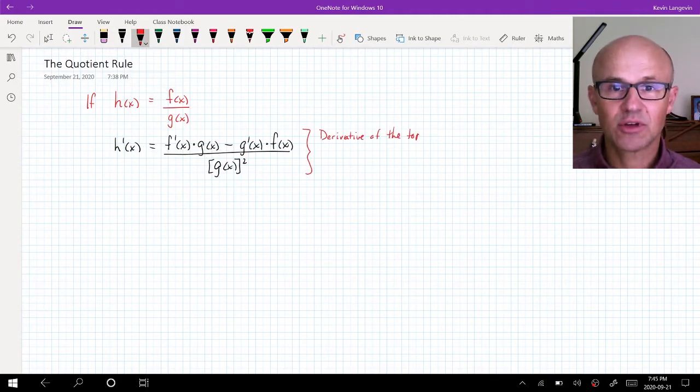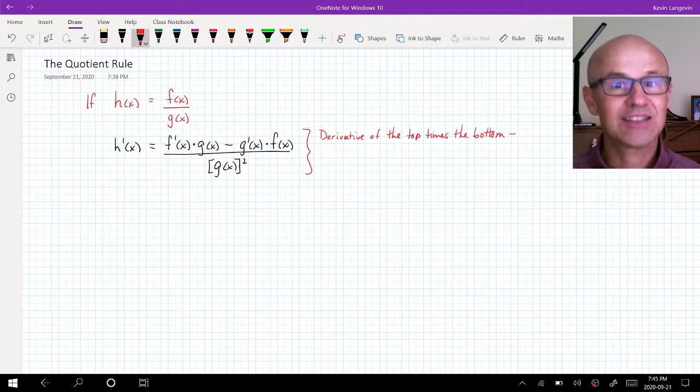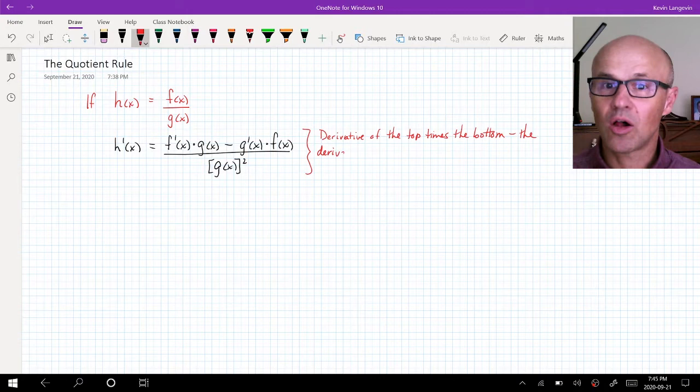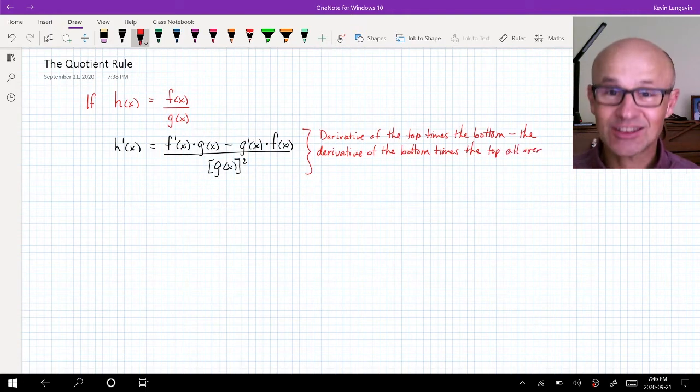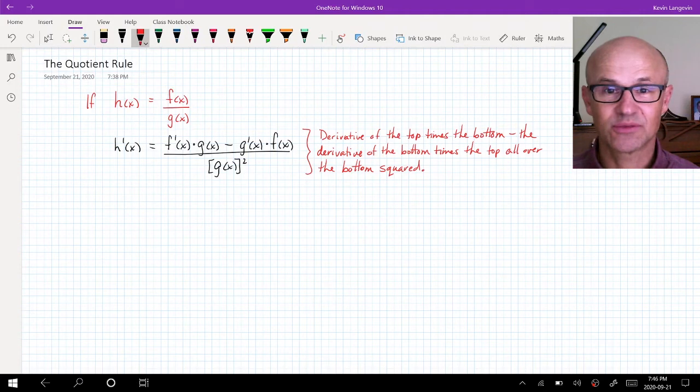If you can remember that sequence, things will be great. Derivative of the top times the bottom minus derivative of the bottom times the top, all divided by the bottom squared. I think we can make a song out of it. Let's look at some examples to see how it works. It's as straightforward as it sounds.